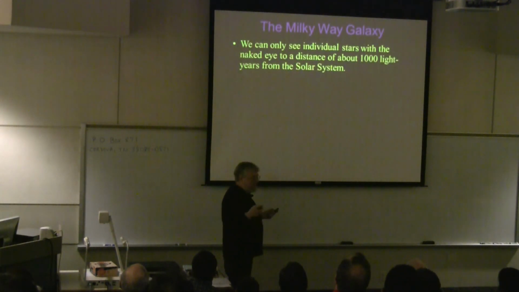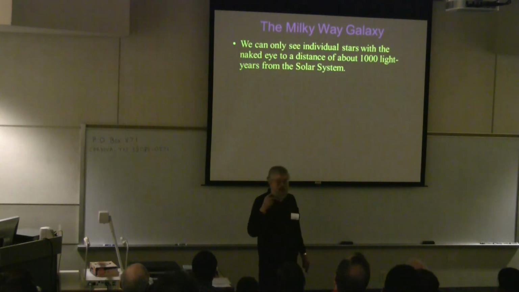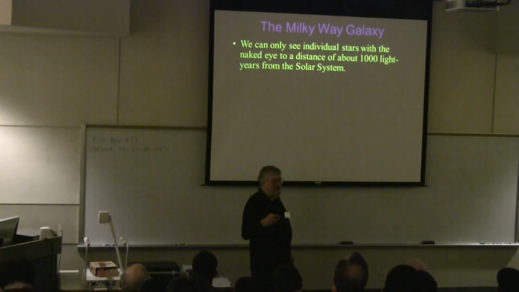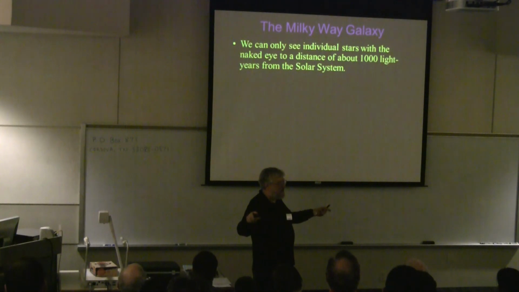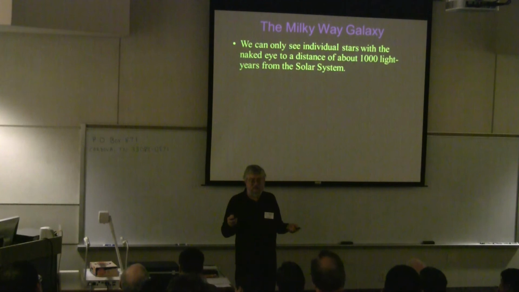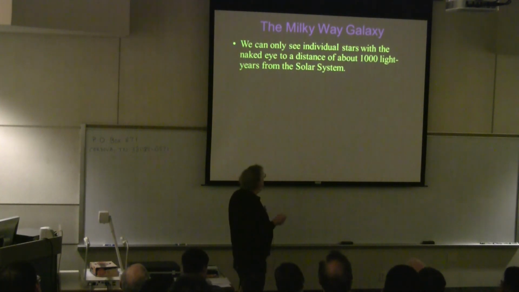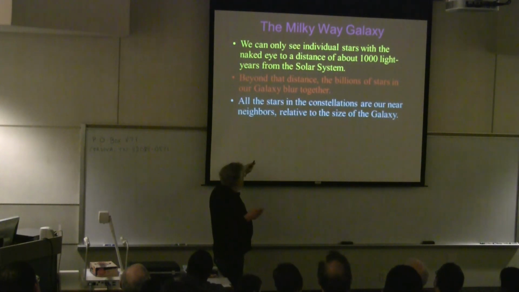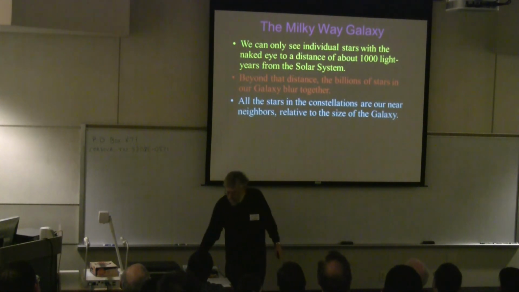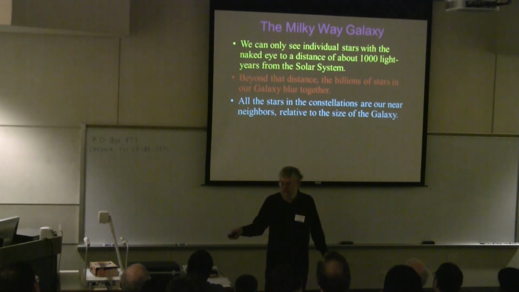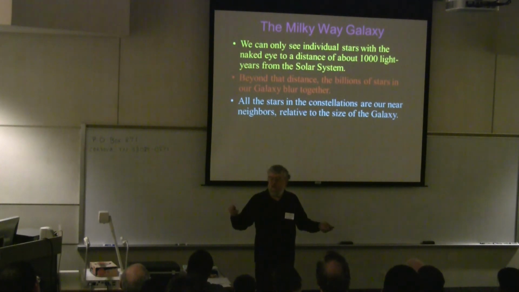Okay, here's a startling fact. With our naked eyeballs, we can only see about 1,000 light years away from our solar system, out of the 100,000 in our galaxy. Any individual stars we see are really our next door neighbors. They really are, just the nearest ones. Beyond that, everything just blurs together. All the stars in the constellations, everything on these star maps, are dozens or maybe hundreds of light years away at the most, not anywhere near the size of even our own galaxy.